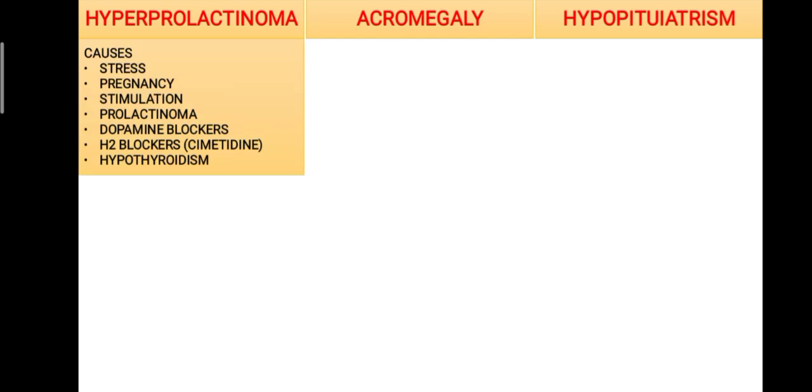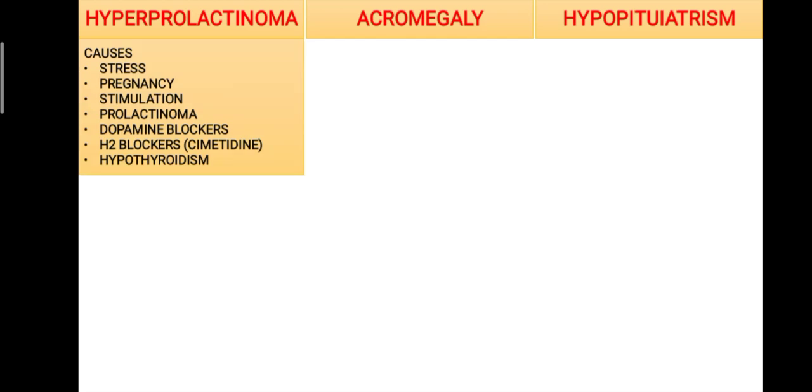Now let's see about the diseases of the anterior pituitary. Mainly we have three diseases, that is hyperprolactinemia, acromegaly, and hypopituitarism. Hyperprolactinemia. What are the causes?